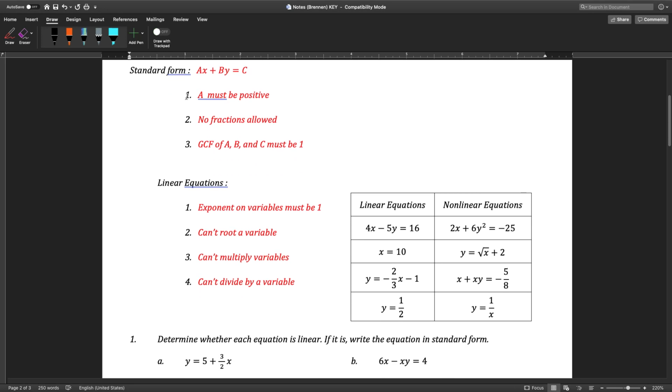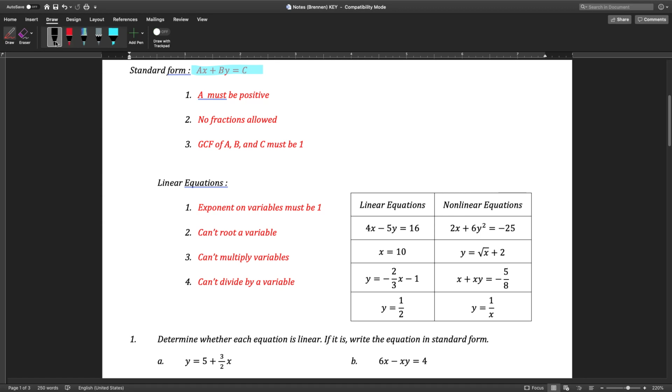Linear equations can be written in many different forms. One form that we're going to talk about is called standard form, and that's this form: ax plus by is equal to c. When we're talking about standard form, there are three rules that go with it. Rule 1: a must be positive.